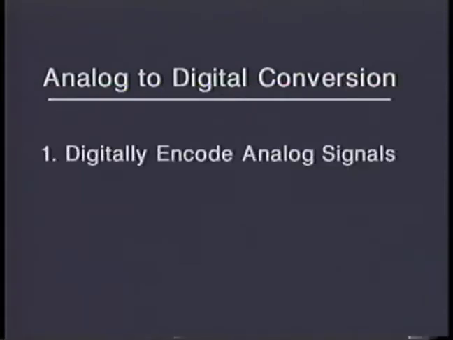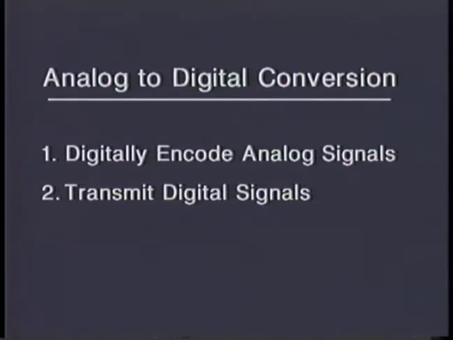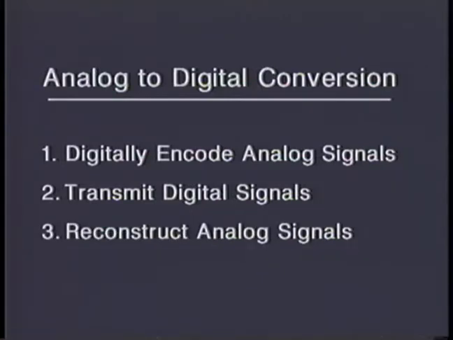Now let's take a look at the second building block used in telecommunications, analog to digital conversion. When we transmit signals over great distances, they're subject to noise interference. This noise is more easily removed from digital signals, so a method was developed that digitally encodes analog signals, transmits digital signals, and reconstructs the analog signals from the digital code. The reconstructed analog signal is not a perfect reproduction, but it is very nearly like the original signal.